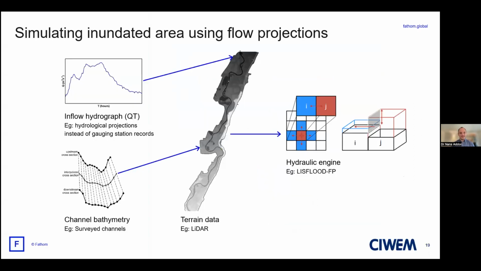Next slide, please. And once we have the simulations, one option is to adopt a dynamical approach and to use flow simulated by hydrological models, and to combine the flow simulation with channel bathymetry and some terrain data, for instance LiDAR data, and use all this information in a hydraulic model like LISFLOOD-FP, which is what we use at Fathom. So this is a dynamical approach.